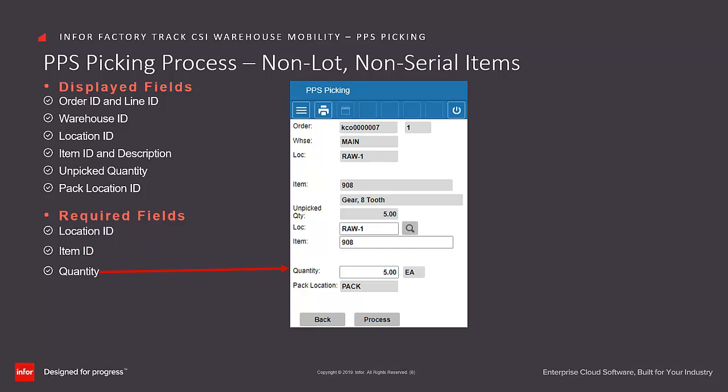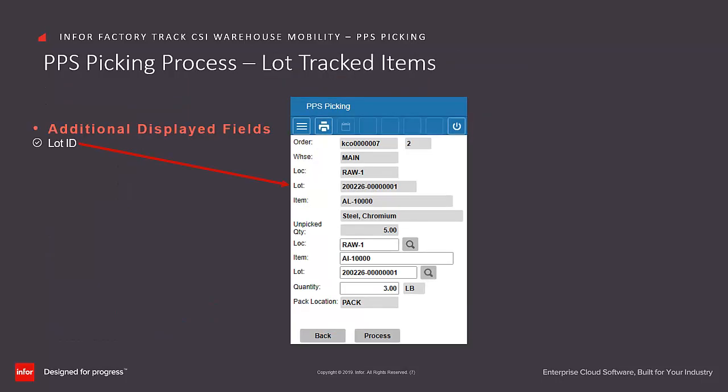We then enter the quantity of the items that are being picked against the request. This value will be validated so that it does not exceed the unpicked quantity unless the allow overpick parameter has been selected on the transaction set maintenance form. We then click on Process to continue processing. Factory Track will then prompt the user to select the remaining items to continue with the pick process until it is complete. To process PPS picking for a lot tracked item, a similar process with additional lot-specific fields is used.